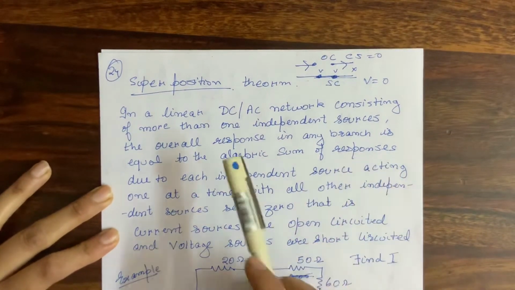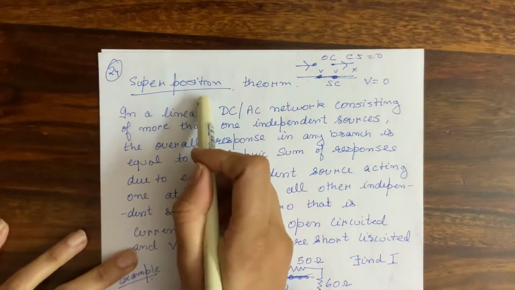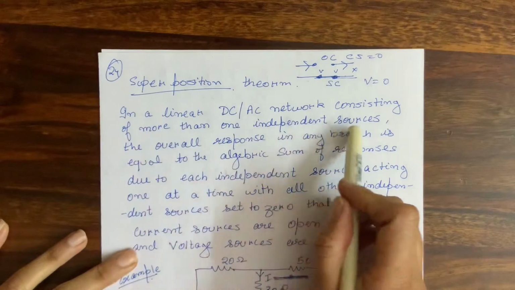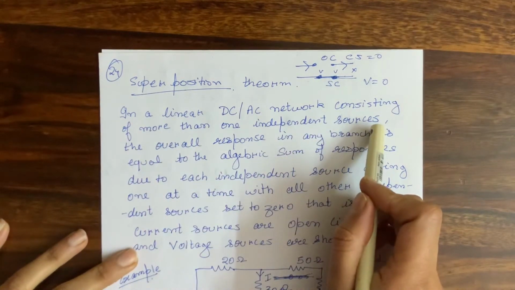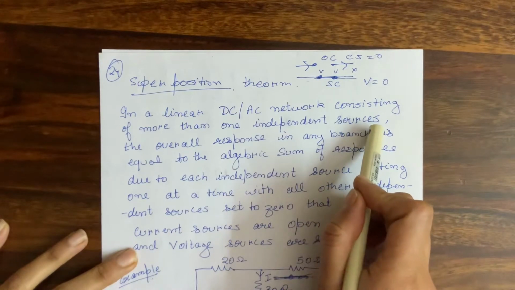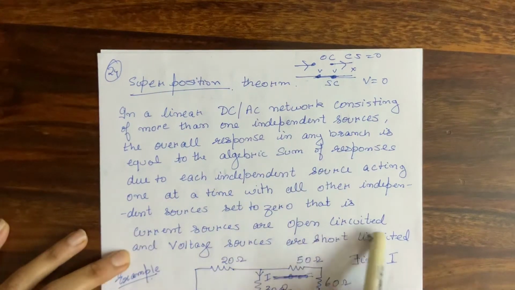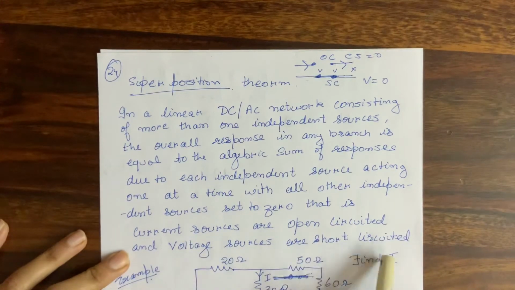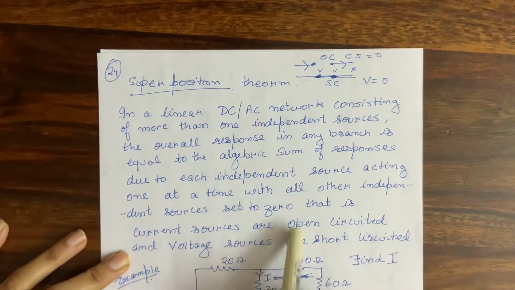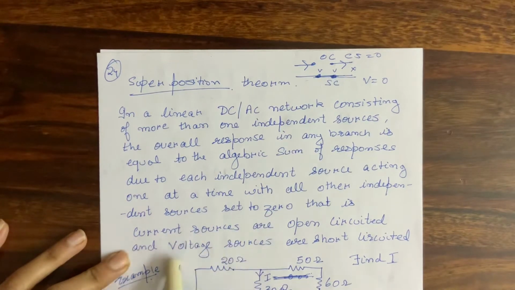Here a few points to be noted: we have to consider superposition theorem only when there is more than one independent source. Also, the sources should be independent, not dependent. And when we are dissolving the remaining sources, the current sources should be open circuited and voltage sources should be short circuited. Also, if the internal resistance is given, then we have to consider their internal resistance.